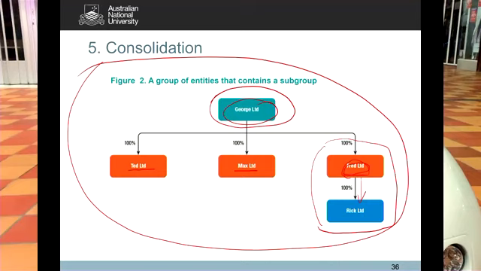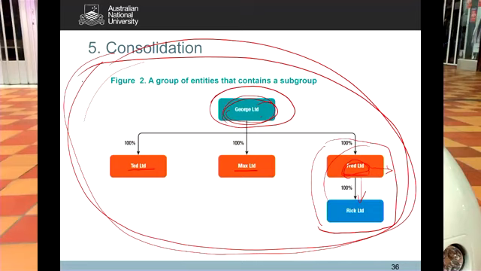However, remember, in one group, there is only one parent. So George is the parent of the group. Fred could be the parent of this subgroup, but not of the big group. Fred may prepare consolidated financial statements for their subgroup, but George will prepare the consolidated financial statements for the big group. Is that okay? So one big group can only have one parent that controls all the others. All right?